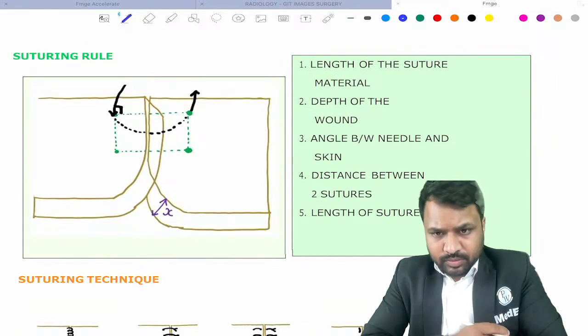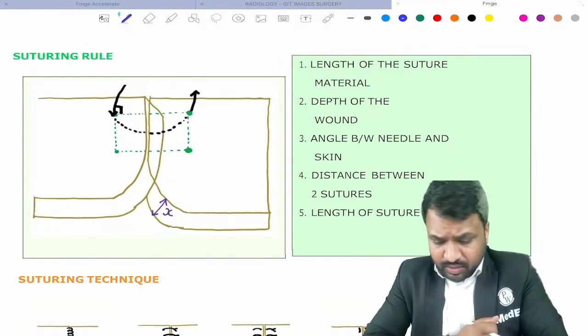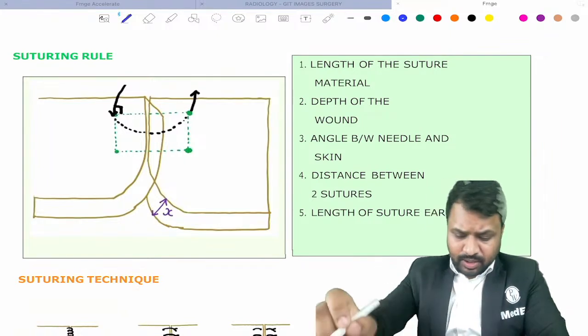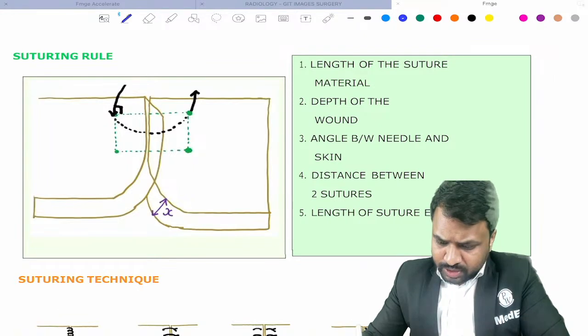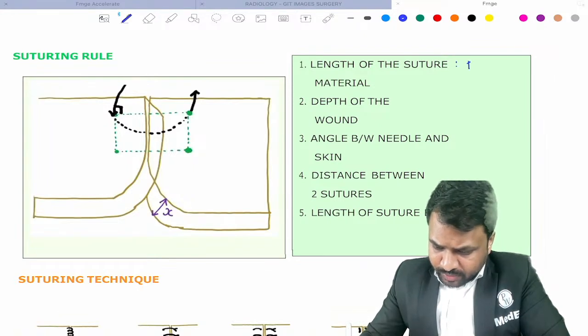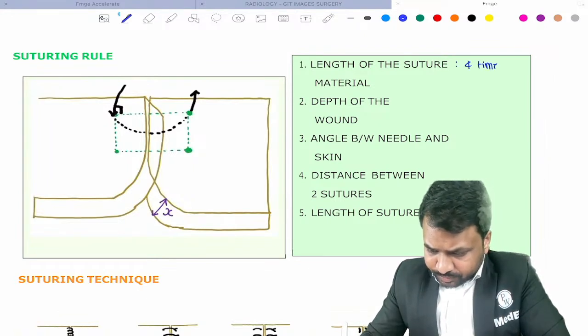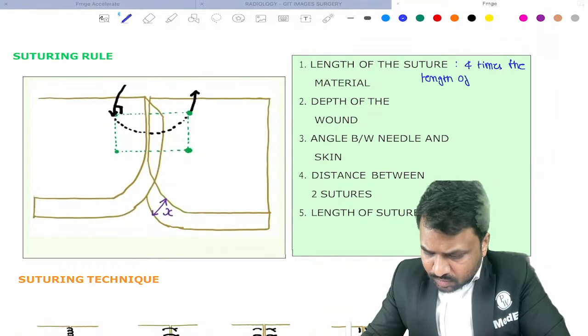Right, guys. So let's get started. We'll be talking about the suturing part. Again, an important concept. In terms of the suturing rule, what is the length of the suture material required? It should be 4 times the length of the wound.